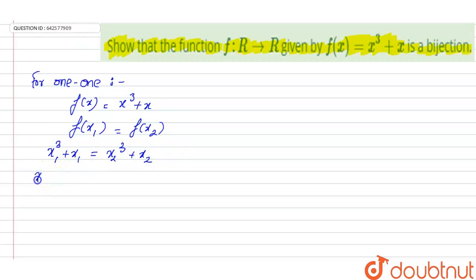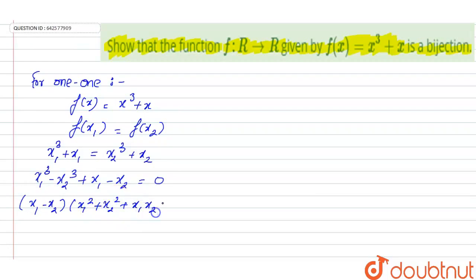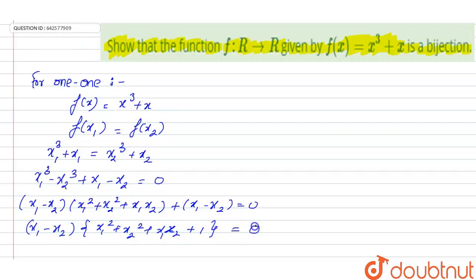Here it will be x1 cube minus x2 cube plus x1 minus x2 is equal to 0. x1 cube minus x2 cube will be (x1 minus x2) into (x1 square plus x2 square plus x1 x2), plus x1 minus x2 is equal to 0. If we take out x1 minus x2 as common, we get x1 square plus x2 square plus x1 x2 plus 1 is equal to 0.